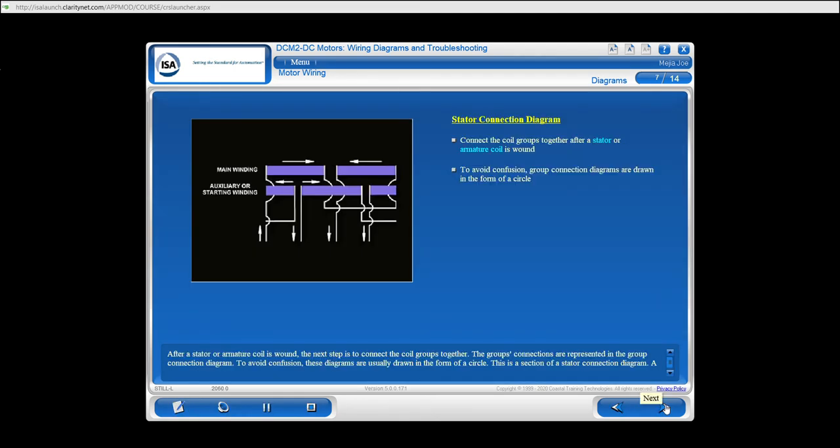After a stator or armature coil is wound, the next step is to connect the coil groups together. The group's connections are represented in the group connection diagram. To avoid confusion, these diagrams are usually drawn in the form of a circle. This is a section of a stator connection diagram. A diagram like this would also be used to show rotor or armature connection.